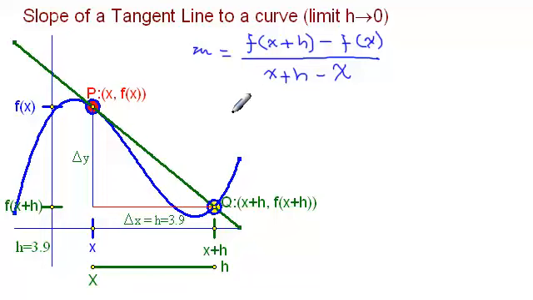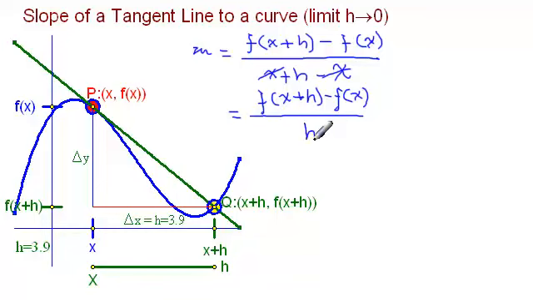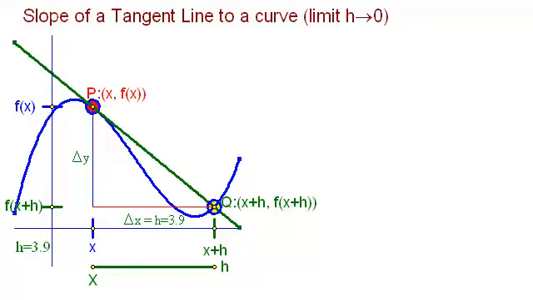So this slope we can rewrite as f of x plus h minus f of x, over x plus h minus x, and the positive x and negative x cancel, giving us h. So the slope of the secant line is given by this formula, which is the same as what we have done in algebra 1, y2 minus y1 over x2 minus x1.